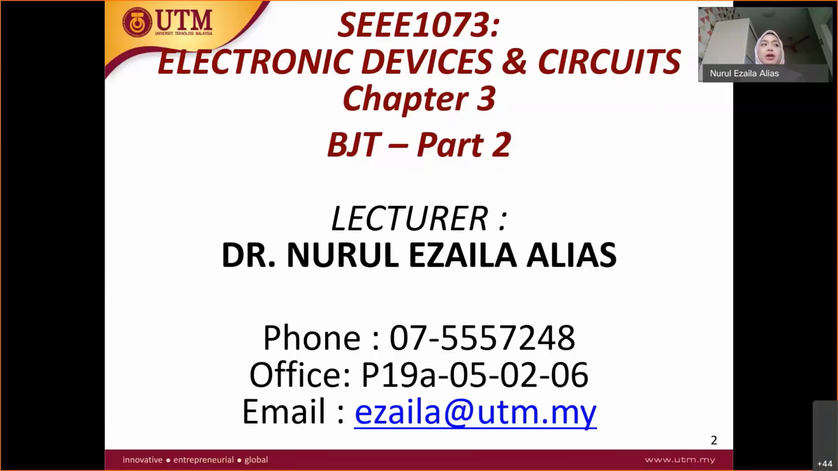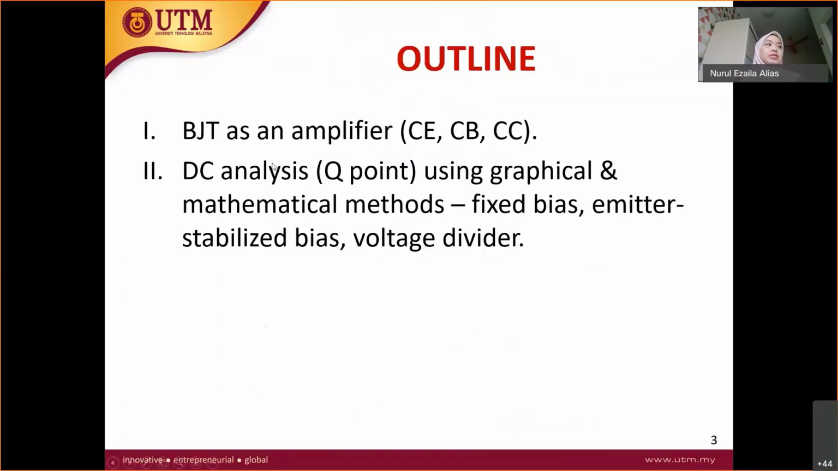In BJT Part 2, the outline is the BJT as an amplifier circuit for the common emitter, common base, and common collector.